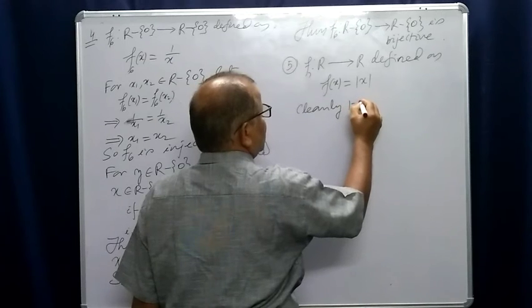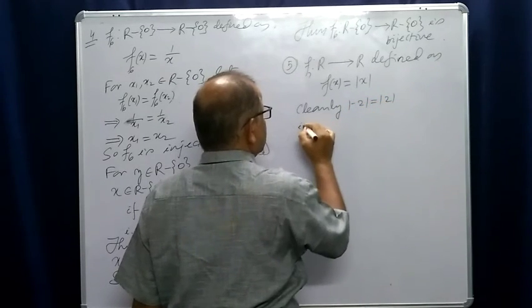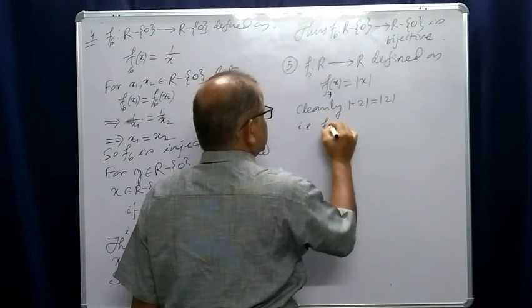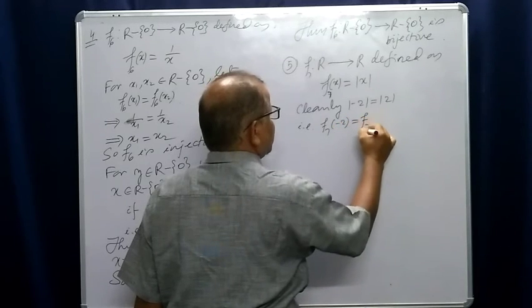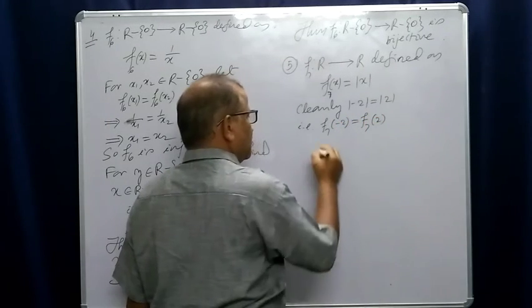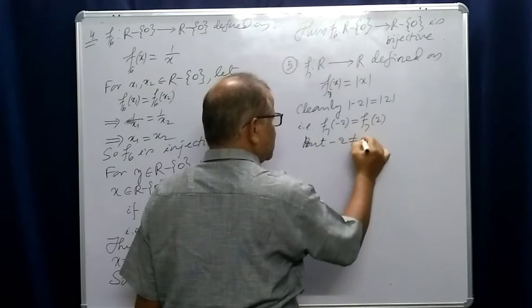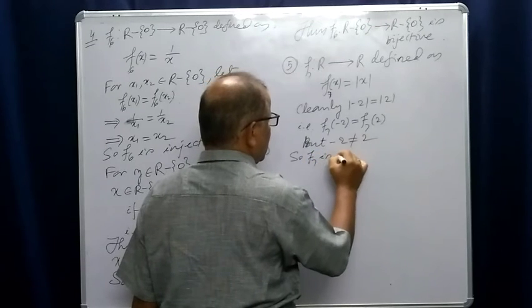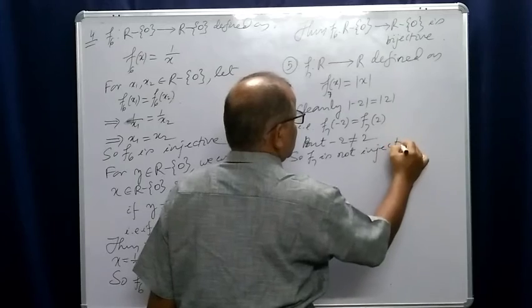Clearly, modulus of minus 2 is equal to modulus of 2. That is, f7 of minus 2 is equal to f7 of 2. But minus 2 is not equal to 2. So f7 is not injective. It is not injective.